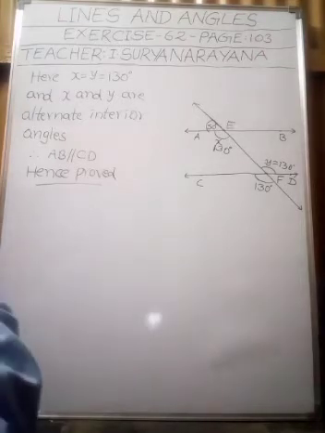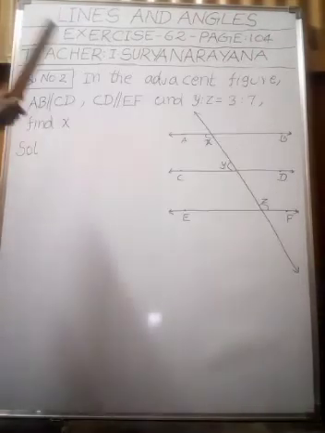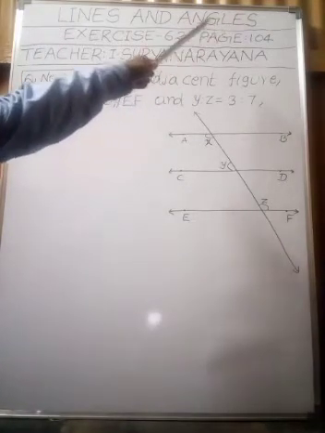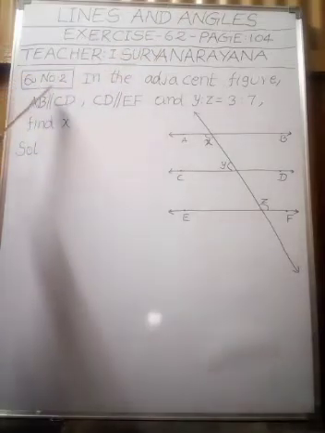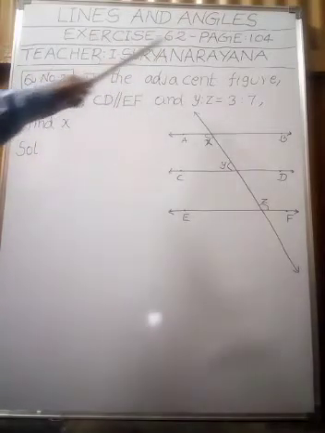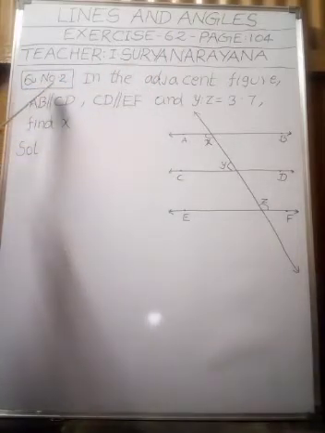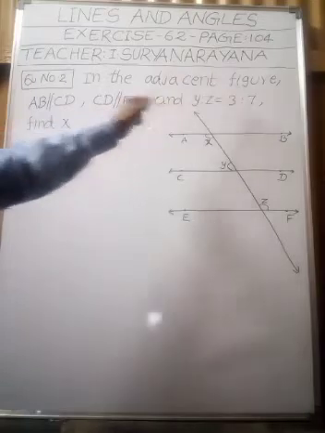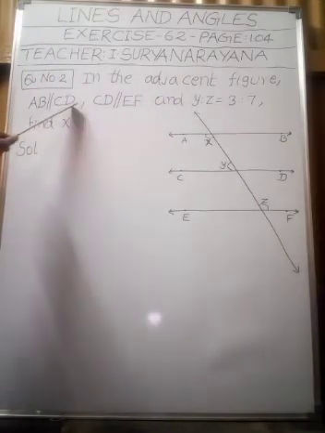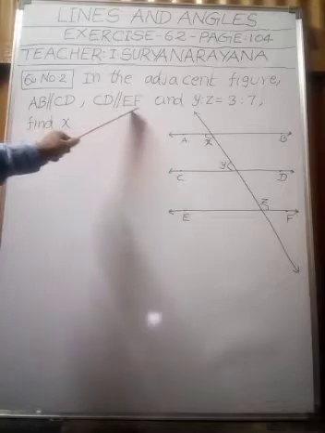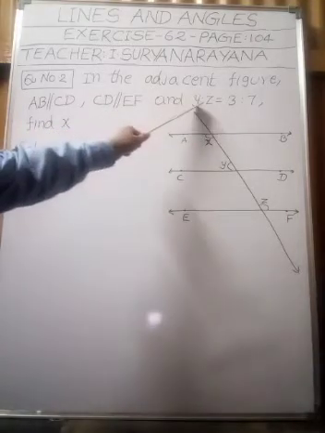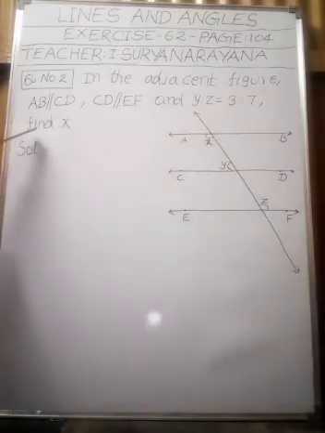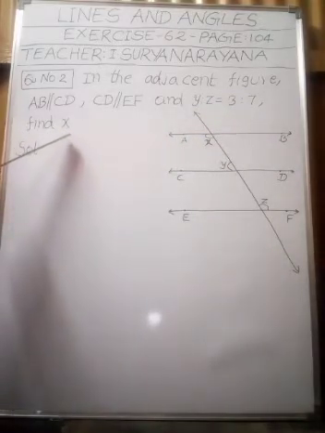Understood, my dear children? Right. Now come to question number 2, page number 104 in the textbook. See question number 2 in this exercise. In the adjacent figure, AB is parallel to CD, CD is parallel to EF, and y is to z is equal to 3 is to 7. Find x.